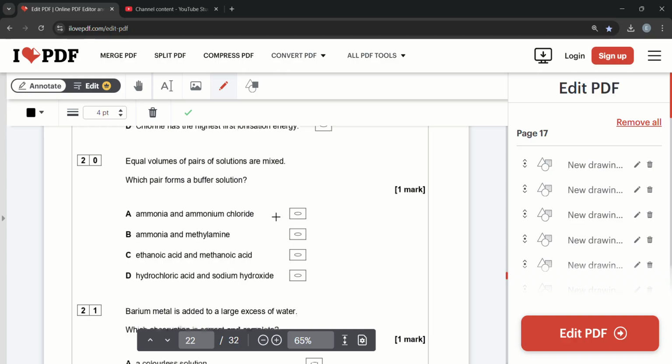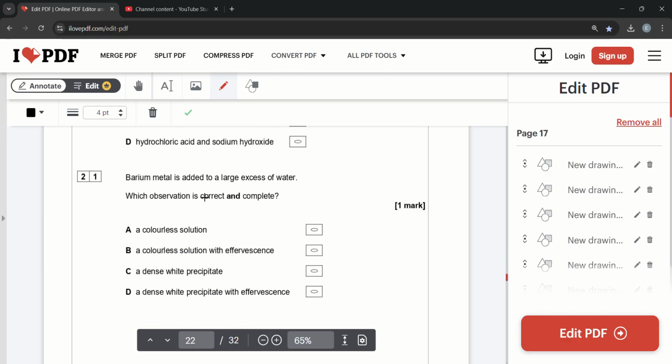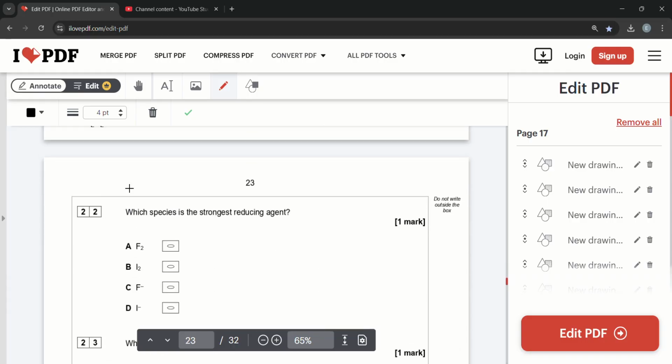Equal volumes of pairs of solutions mix, which pair forms a buffer solution? Ammonia and ammonium chloride, yes, that will form a buffer solution. 21. Barium metal is added to a large excess of water. Which observation is correct and complete? Barium metal added to a large excess of water is going to be a colorless solution with effervescence. That's what it's going to be. And again, this is an AS question, just testing your knowledge of tests and all of that.